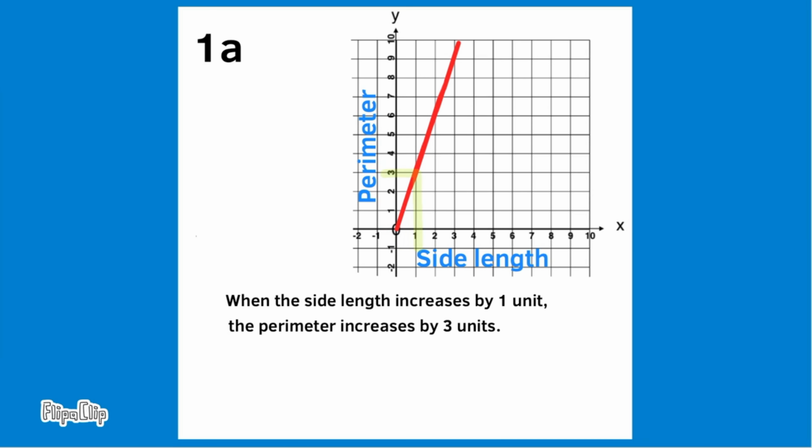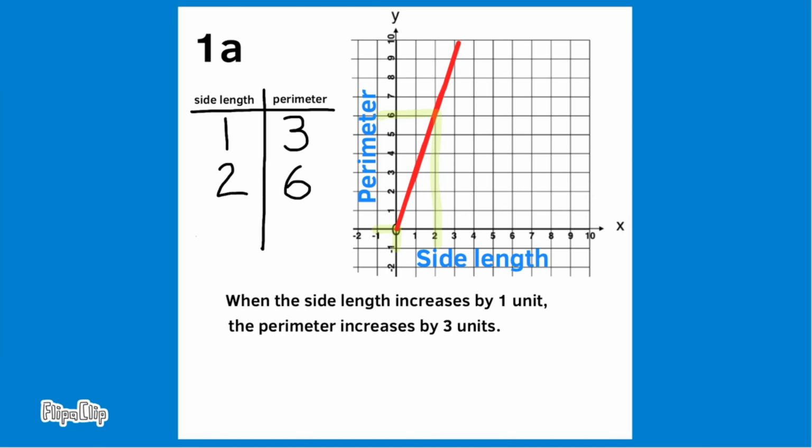Let's put this information in a chart. The left column will be the side length and the right column will be the perimeter. When the side length is 1, the perimeter will be 3. When the side length is 2, the perimeter will be 6. And when the side length is 3, the perimeter will be 9. In this situation, the slope represents the sum of all 3 sides of the triangle.